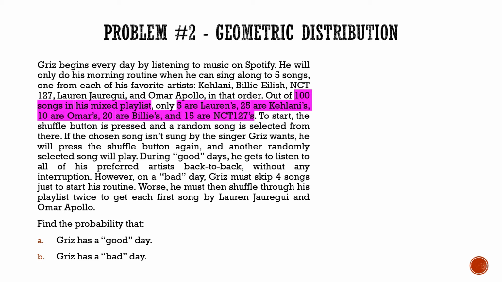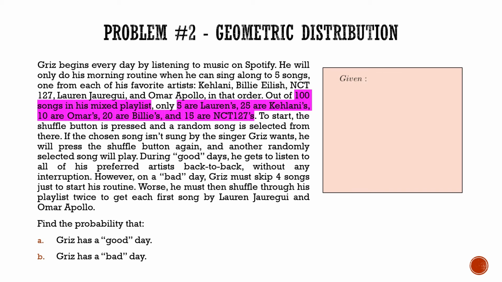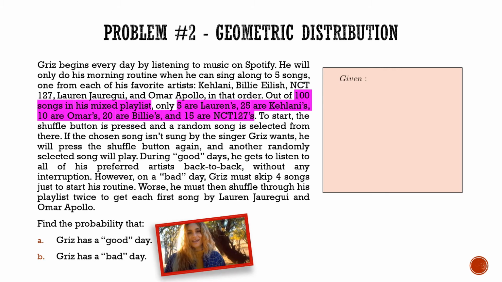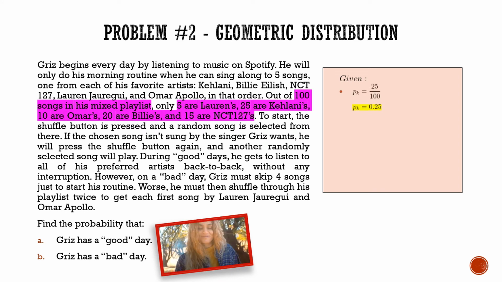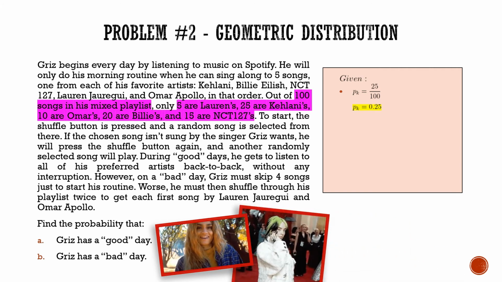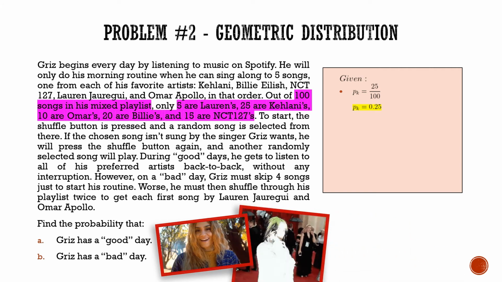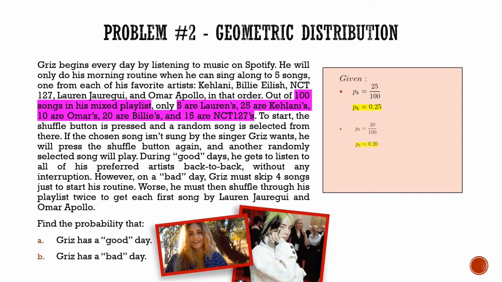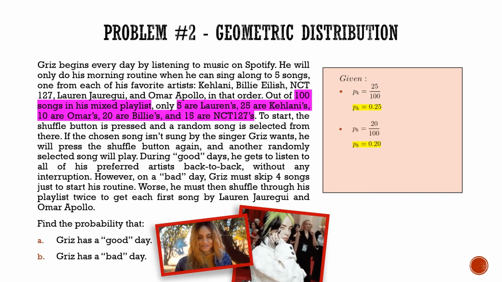From the available information, we can calculate the probability of successfully getting a song by each one of them. Let's start by finding the probability of success in getting a Kehlani song, denoted by a lowercase p sub k, which is equal to 25, since there are 25 Kehlani songs in that playlist, divided by the total number of songs, which is 100, thus arriving at 0.25. We'll then follow the same pattern to find the rest. The probability of successfully getting a song by Billie, or lowercase p sub b, is equal to 20 over 100, or 0.20.